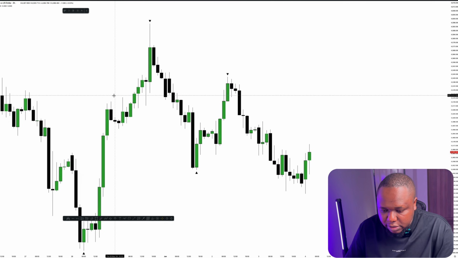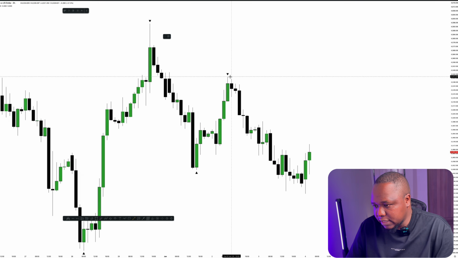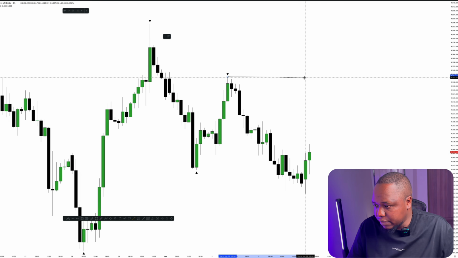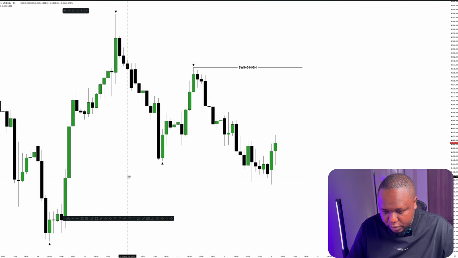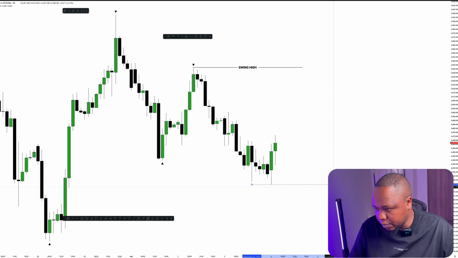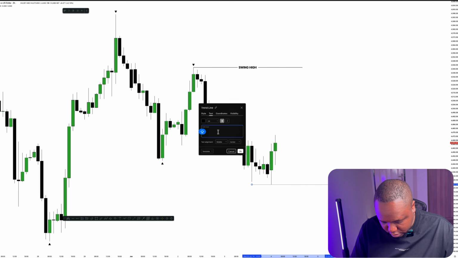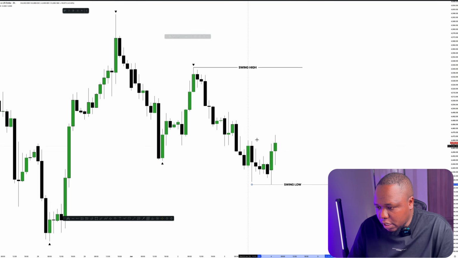When we look at this particular piece, the first thing we are looking for is to identify our swing high, which is this particular point here. We're going to label this as our swing high. And we're going to label this point as our current swing low that we have right now.